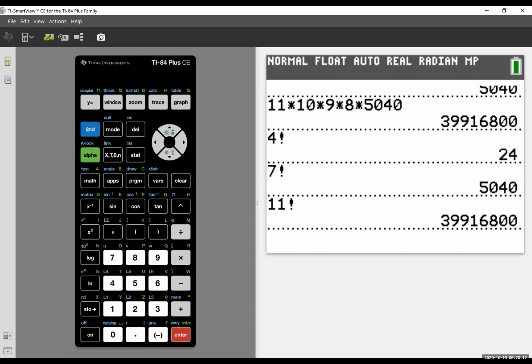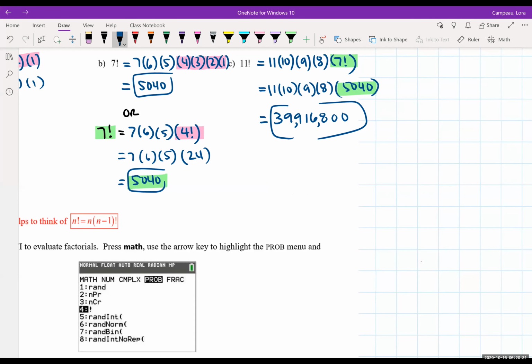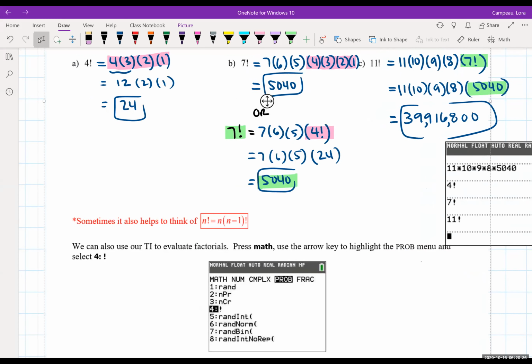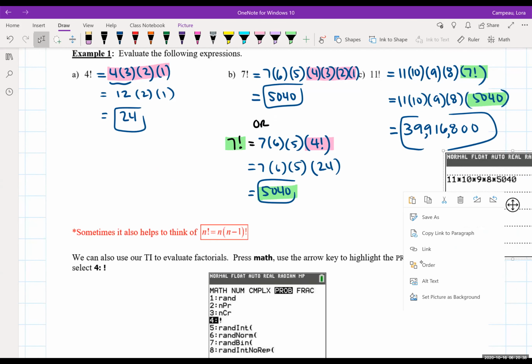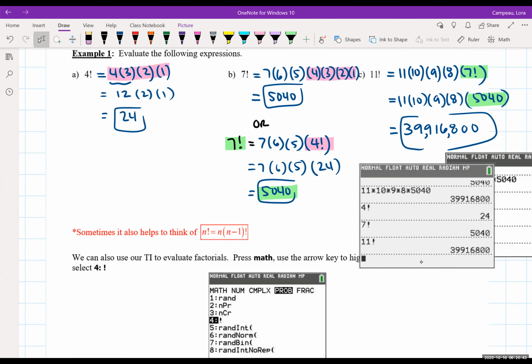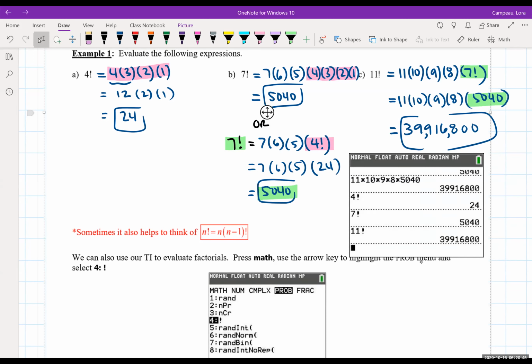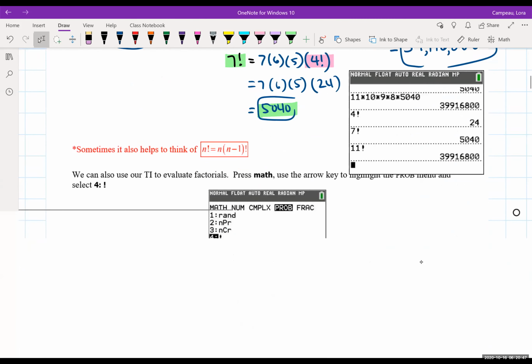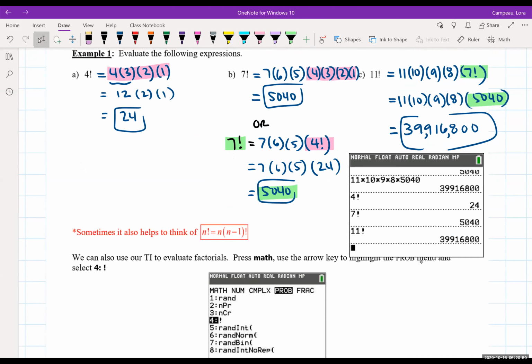And notice we end up getting all the numbers we had when we copied by hand. I just like to point that out to you. If all you have to do is find the value of a factorial, there's no real need to do it by hand unless that's something you're trying to develop on your own. But you can see that we are still getting the same answers. So I hope this helps.